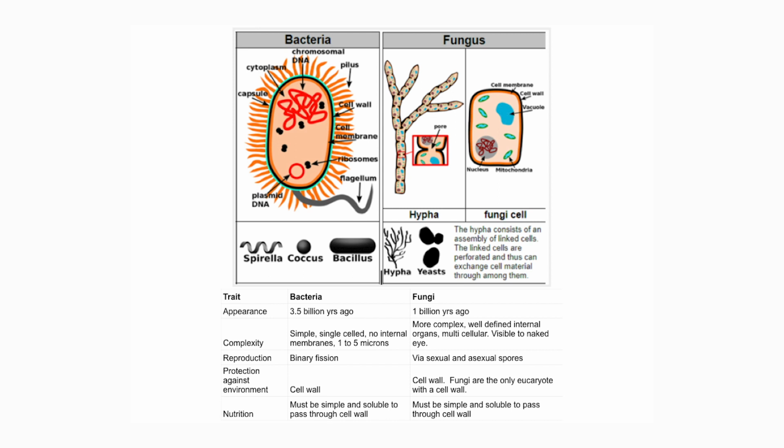One of the things that's very important is this protection against the environment. A cell wall is something that surrounds all bacteria. It's a semi-permeable membrane. It prevents complex stuff from getting inside, so the bacteria have to have simple stuff to eat. And fungi, as far as complex organisms, they're the only complex organism that has a cell wall. And that's also important because just like bacteria, fungi have to have simple soluble material as a nutrient source.